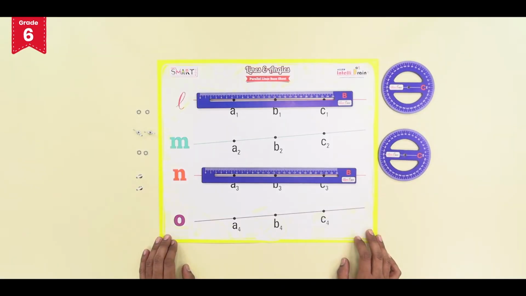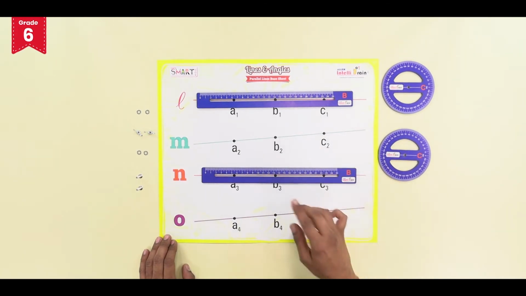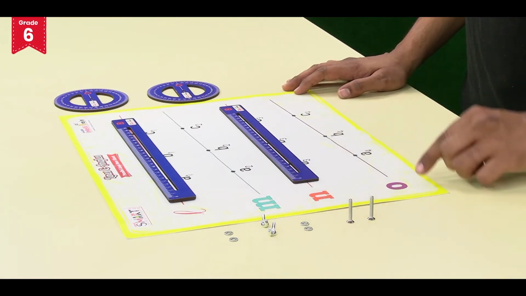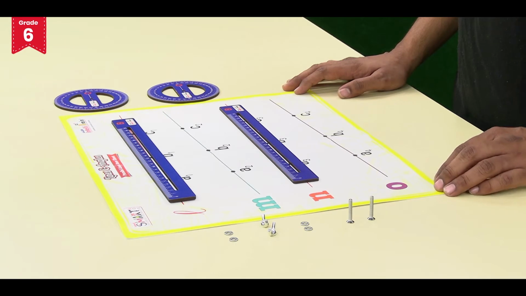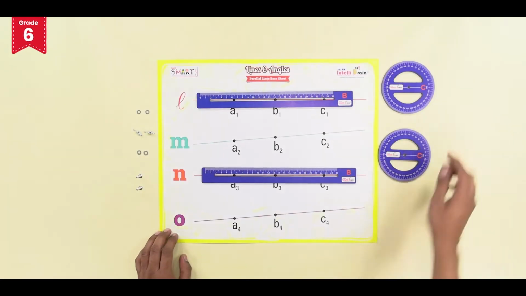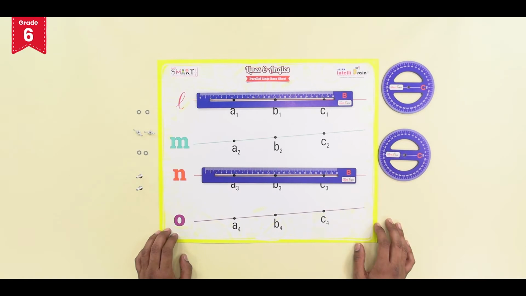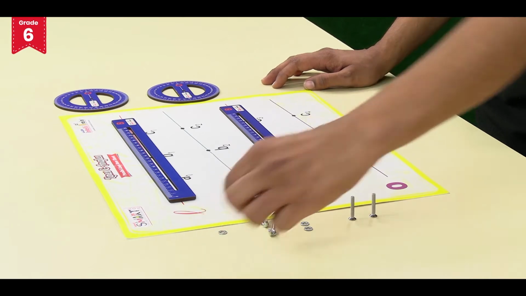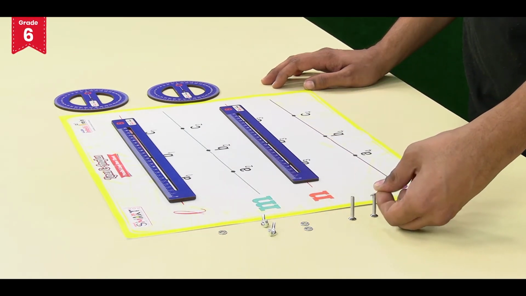We will need 2 bolts, 2 nuts and 4 washers from the fastener kit and the 2 angle discs referred to as the measuring tool C from the lines and angles kit of your Intelli Smart Box. Insert 1 washer each into the 2 bolts.